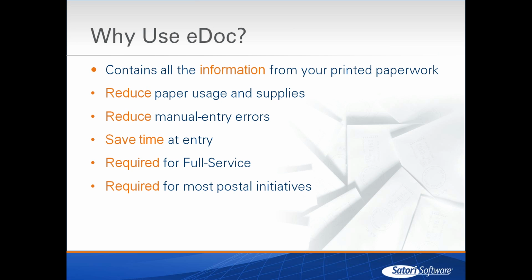And really the key thing for mailers to remember right now is the post office is intending to require full service for all mailings starting in January 2014. So in just about a year here, the post office really wants all mailers to be using full service. And in order to do full service, you will need to use electronic documentation. Also, if you want to qualify for any of the postal initiatives, so for the mobile barcode discounts and all the additional discounts that the post office is offering this year, you will need to use electronic documentation in order to qualify for those discounts.